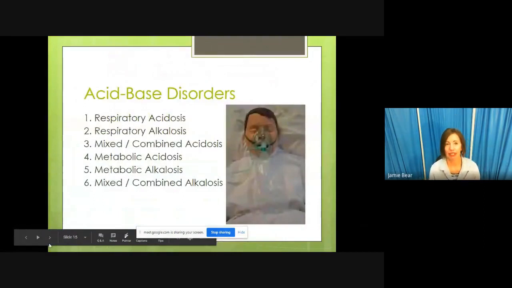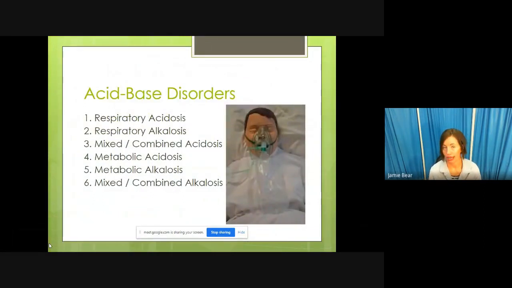So different acid-base disorders that we will encounter are respiratory acidosis, respiratory alkalosis, and then a mixed or combined acidosis, which is both respiratory and metabolic. We'll look at a metabolic acidosis, a metabolic alkalosis, and then a mixed or combined respiratory and metabolic alkalosis.